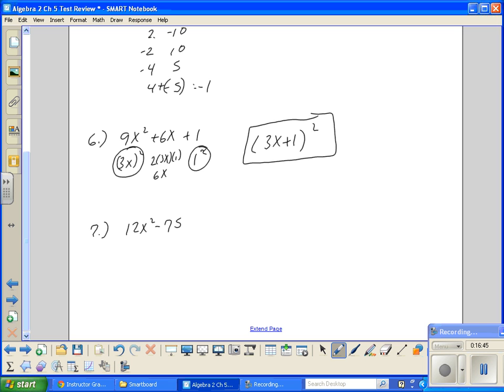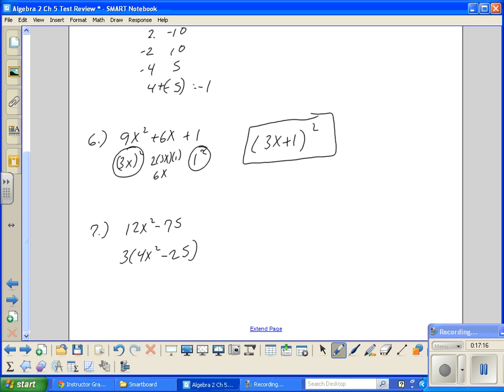Next one, we've got 12x squared minus 75. We just have two terms there, so we can't factor that in. We check to see, are they perfect squares? 12 is not a perfect square, 75 is not a perfect square. But then I look and I can say, well, both terms are divisible by 3. So I can pull the 3 out, and that'll leave me with 4x squared minus 25.